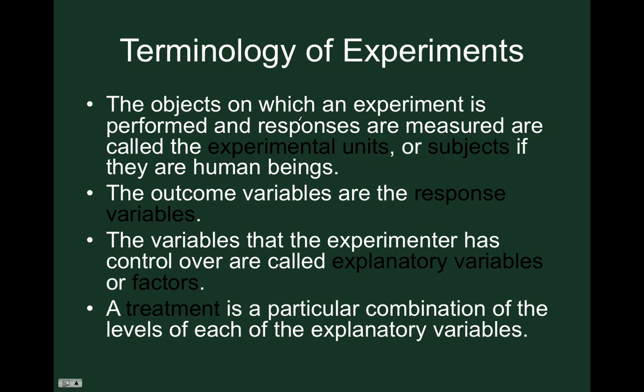So here's some terminology of experiments. The objects on which the experiment is performed and responses are measured are called experimental units, or subjects if they're human beings. The outcome variables are the response variables. The variables that the experimenter has control over are called the explanatory variables, or factors. A treatment is a particular combination of the levels of each of the explanatory variables.